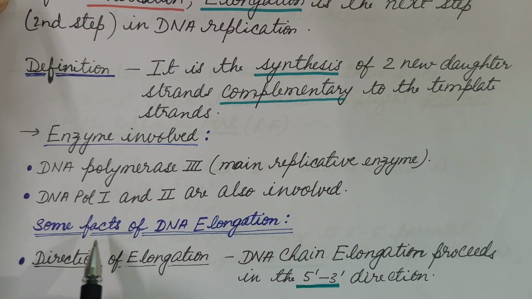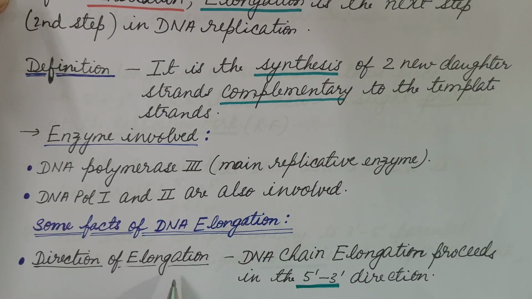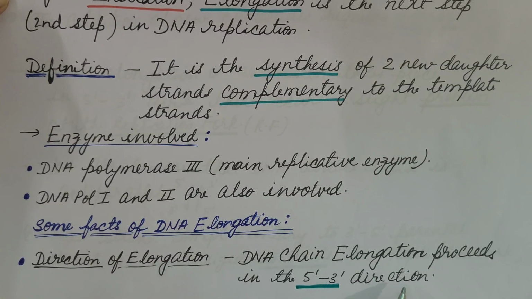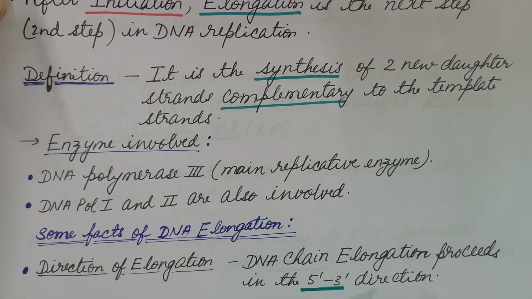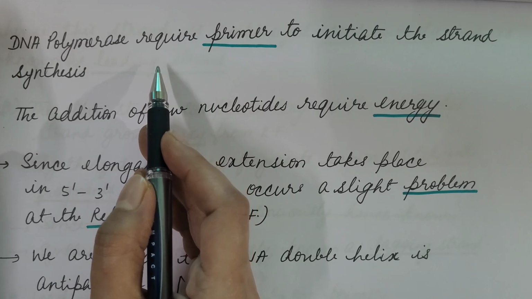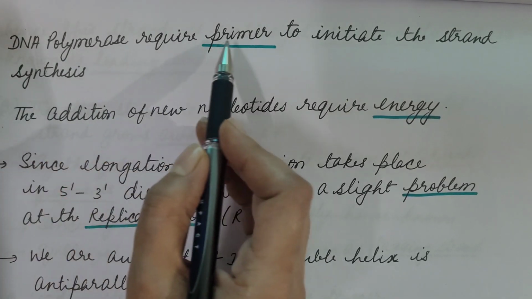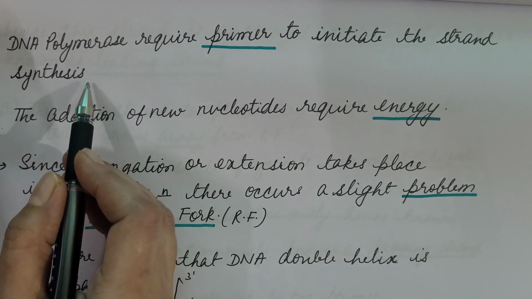Now, let us see some of the facts of DNA elongation. First of all, the direction of elongation. DNA chain elongation proceeds in the 5' to 3' direction. Or we can say that DNA polymerase 3 can add DNA nucleotides only in the 5' to 3' direction. DNA polymerase 3 cannot initiate the synthesis of a new strand, but it requires a primer to initiate strand synthesis.